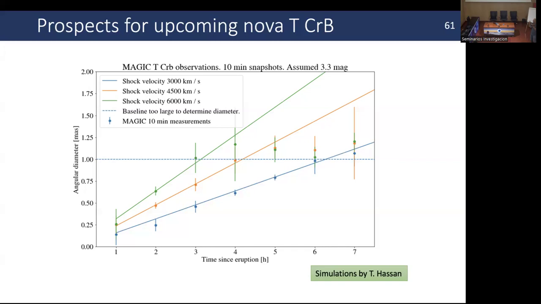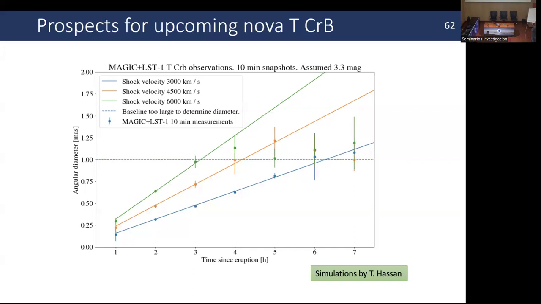Okay, with the distance and the expansion speed that are expected, we would need to look at the nova in the first hours after the eruption. It will be very critical. Now, if we manage to have LST1, and that's something we are trying very hard to do, MAGIC plus LST1, you see the errors that we are getting in 10-minute observations. They are tiny. So we could measure the speed with very, very high precision. Even with 2 or 3 measurements, we will be able to.